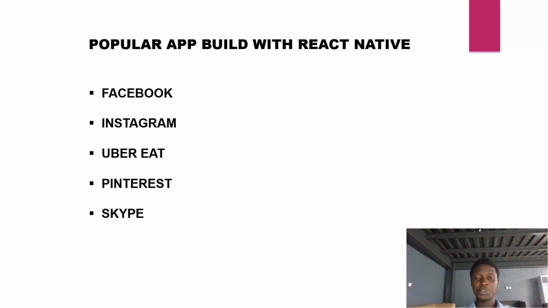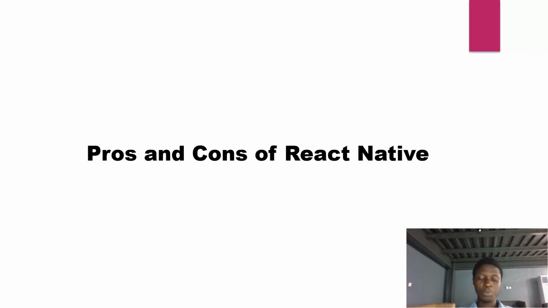Popular apps built with React Native: Facebook itself was built with React Native, Instagram itself, Uber Eats, Pinterest, Skype, and so many other apps that are built with React Native. Please, there are some apps here that probably made the transition to React Native later, but they were built first with React Native. So, the pros and cons of React Native: some advantages and disadvantages you need to know.